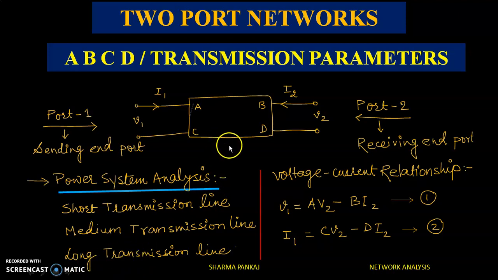This is the two-port diagram of your ABCD parameters. This is port 1, which in power system is called the sending end port, and this is port 2, which in power system is called the receiving end port.